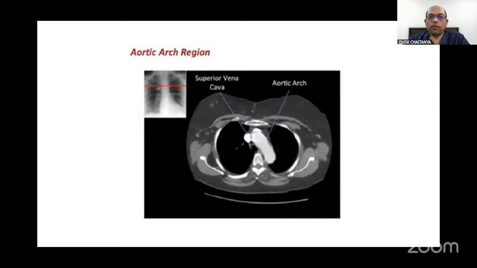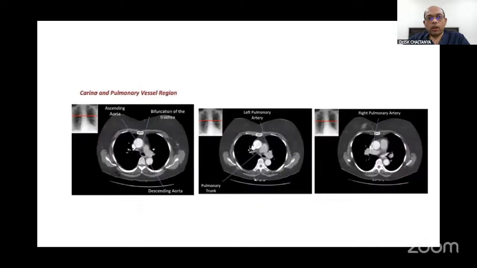Coming down, when we browse through the axial sections, we'll first come across the aortic arch and, adjacent to it, the superior vena cava. When we go further caudally, as we approach the carina, where the trachea divides into the right and left bronchus, we'll be able to see the major vessels like the ascending aorta and the descending aorta. We'll be able to see the bifurcation of the trachea. We'll be able to see the pulmonary trunk and the right and left pulmonary arteries.